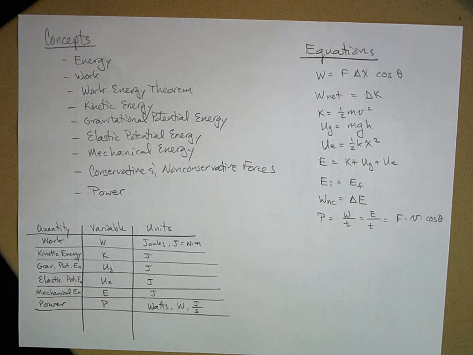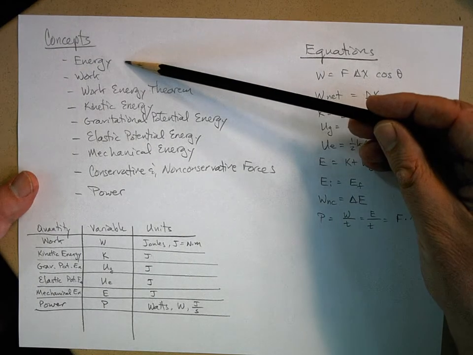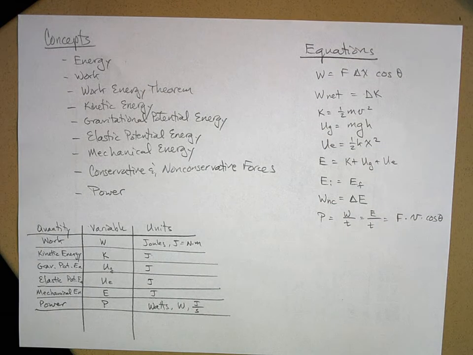Well, I just made this little guide to help you study for the Unit 6 exam. And here are the concepts, the vocabulary, the words, and so on. I want you to know what they mean and how to use them. What is energy? Energy is the capacity to make changes in your environment.